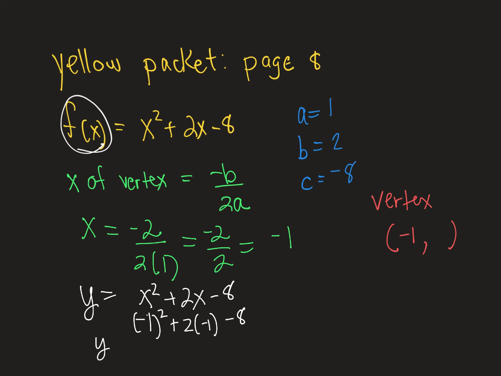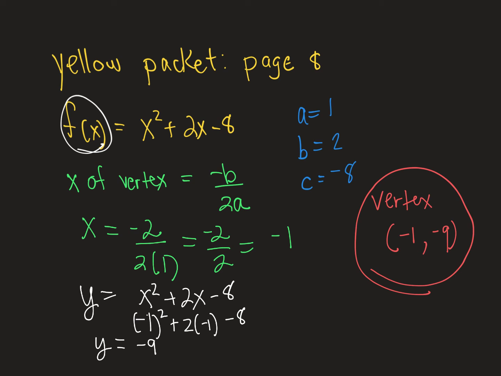And then we're going to do that arithmetic, either mental math or type that into your calculator. That'd be 1 minus 2 minus 8. That'll give us a -9. And that gives us the y-coordinate of the vertex as -9. So go ahead and look on your yellow packet on page 8. You'll see that we found the vertex to be -1, -9 also.